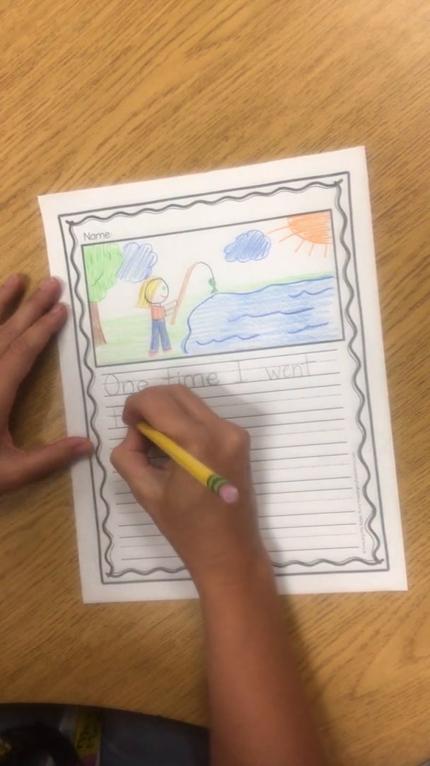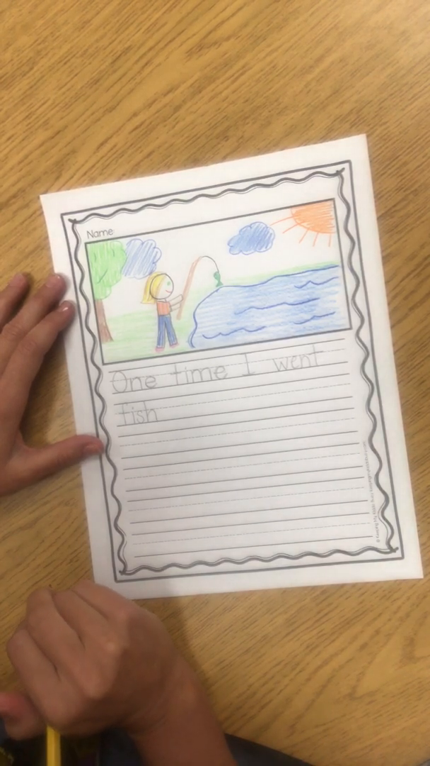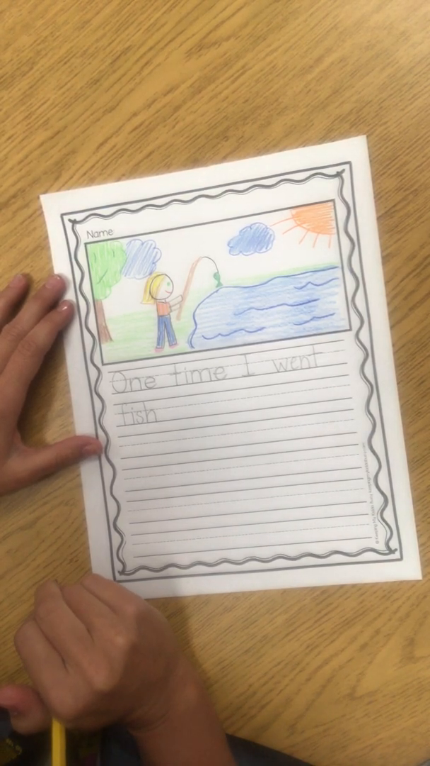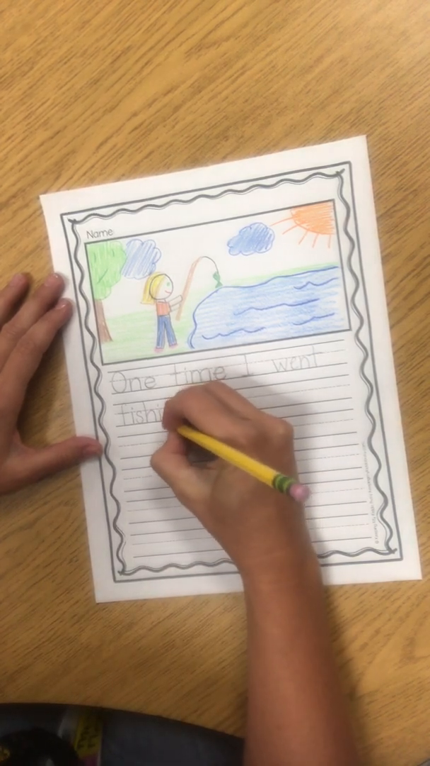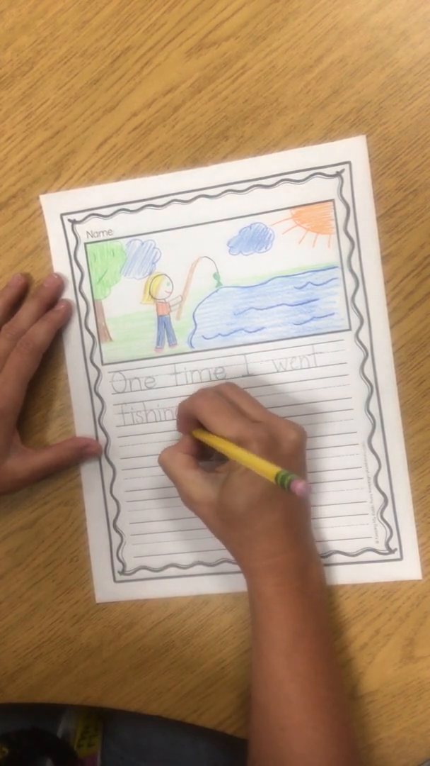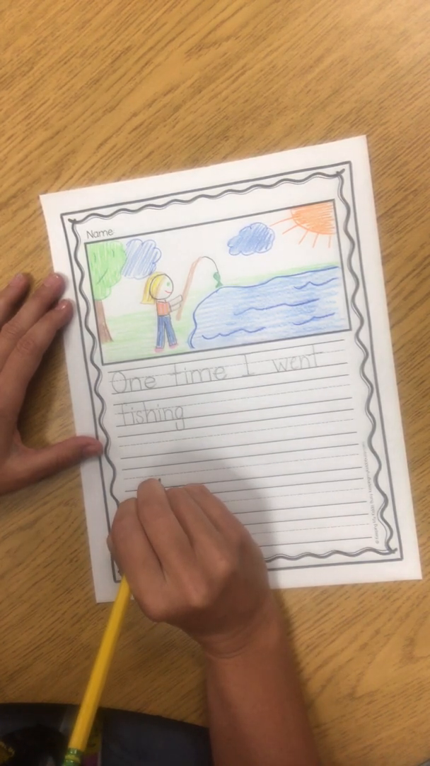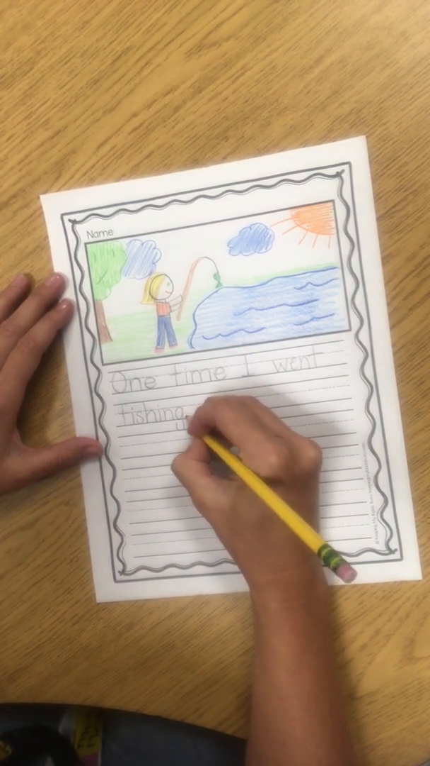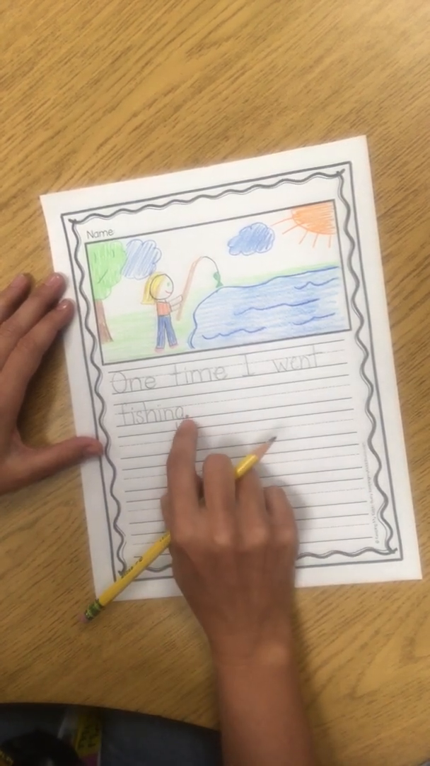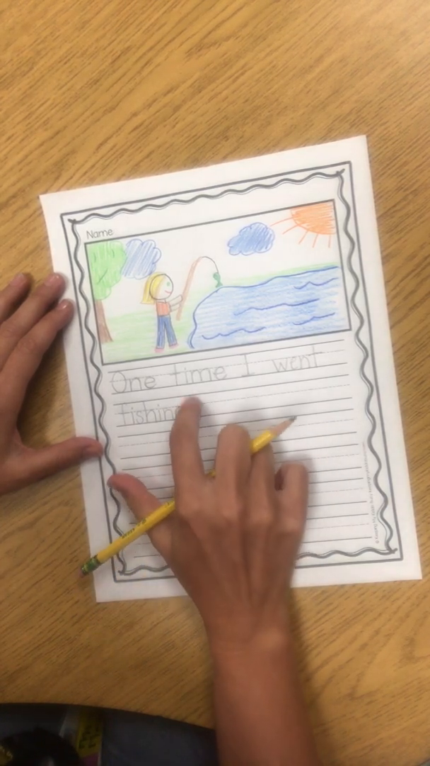Sh. I know that the letters S, H say sh. And then ing. What three letters say ing? Good, I-N-G. So I'm going to say I-N-G. Okay? This is the end of my sentence. So since this is just a telling sentence, I'm going to add my period at the end. Now notice my period is right here on this bottom line. It's not a big old circle and it's not floating somewhere up here.